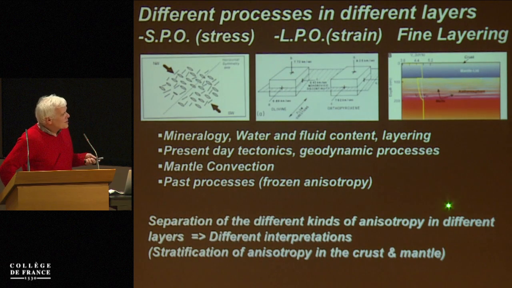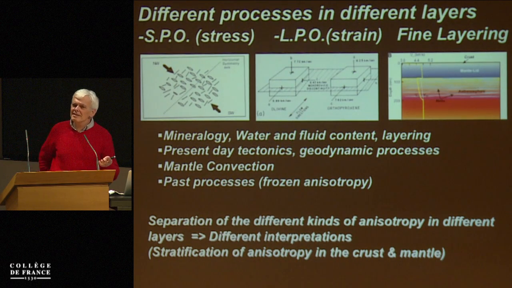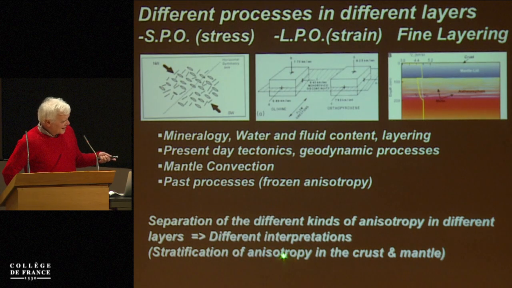Okay, so the work of the seismologists will be to separate these different kinds of anisotropy in different layers and to provide tentative interpretation. And because we know that the anisotropy is stratified, that very often it's a real issue, because if you consider SKS splitting, you have only one measurement, and people can build the whole story of the Earth with only one measurement and one azimuth. So when you have a stratification of anisotropy, the interpretation is not so easy.